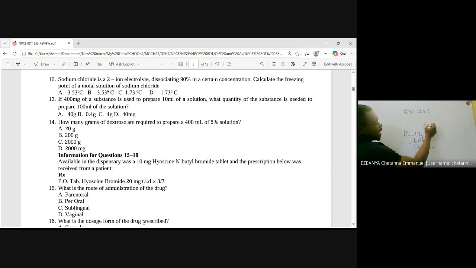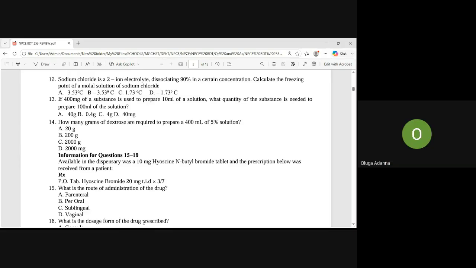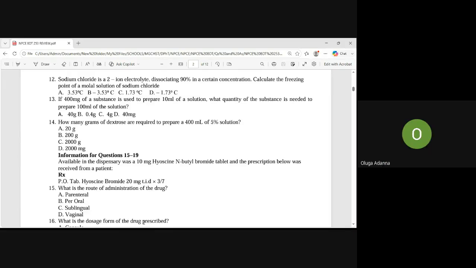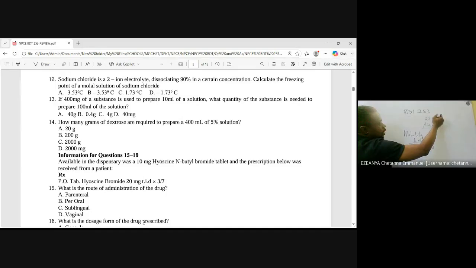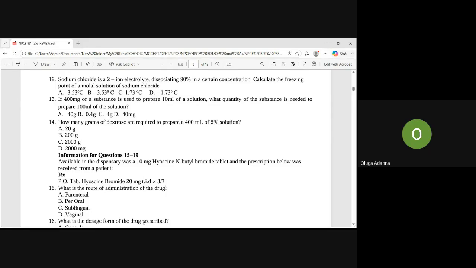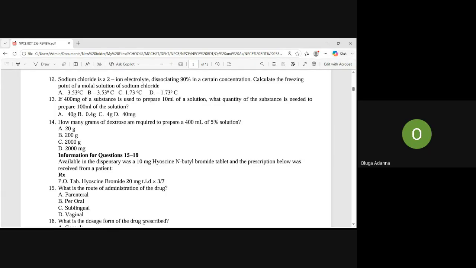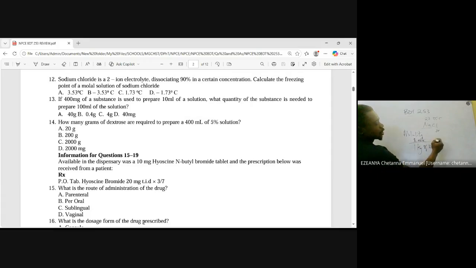Now, for sodium chloride, the molality talks about the mass of 1 mole. Sodium chloride is NaCl. Sodium is 23. Chlorine is 35.5, making it 58.5, right? So the mass of 1 mole is simply 58.5 grams over 1 kilogram of solvent. That's what molality is all about.